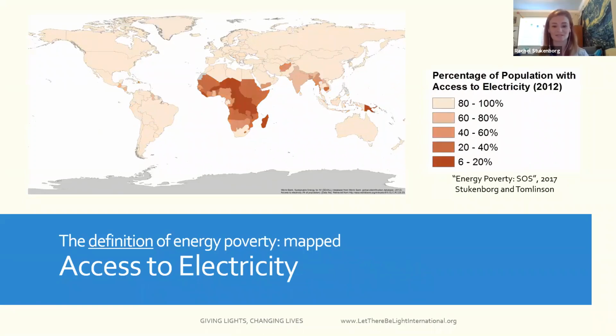This is a map showing the second half of the definition of energy poverty, which is lack of access to electricity. This is showing country-level data with percentage of the population with access to electricity. And again, the darker colors on the key indicate where there's least access to electricity. And as mentioned before, this is primarily a problem in sub-Saharan Africa.